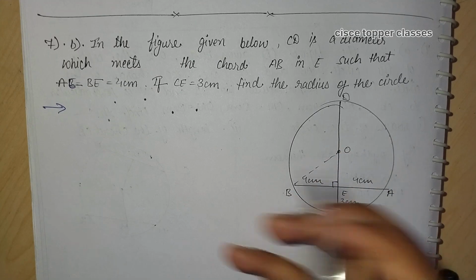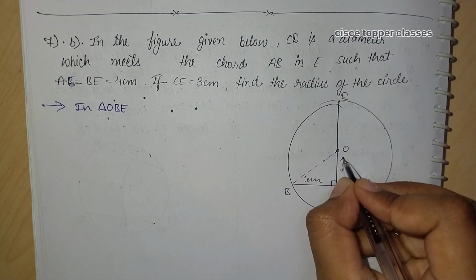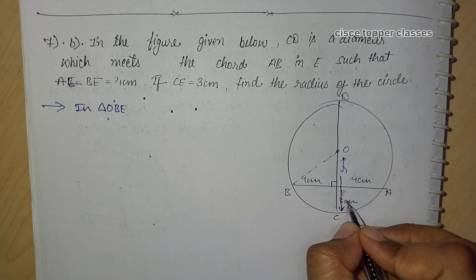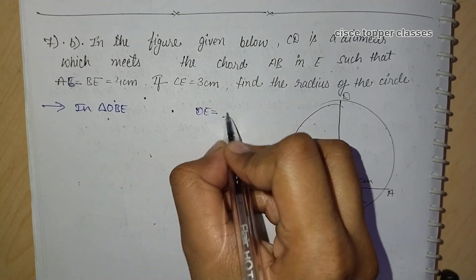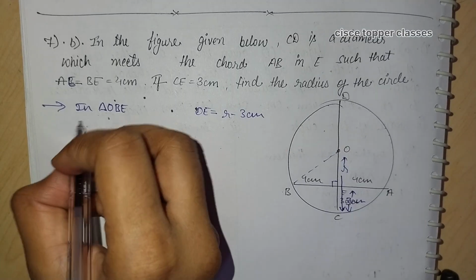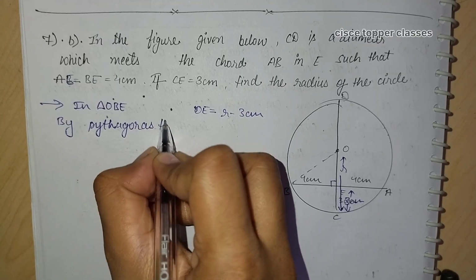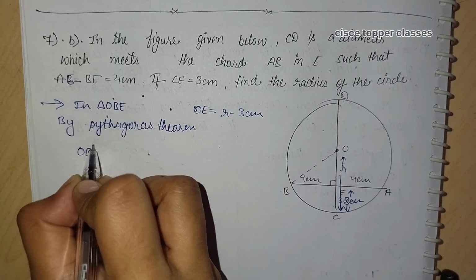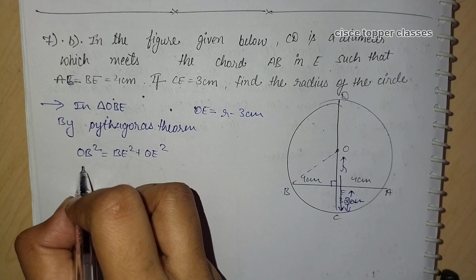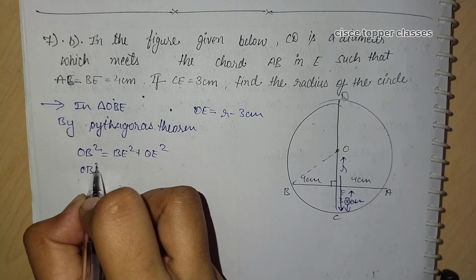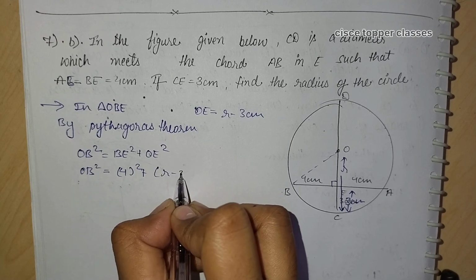Now we will take the triangle OBE. In triangle OBE, as OC is the radius, so we can write it as R, and CE is 3 centimeter here. So we can simply write the value of OE as R minus 3 centimeter, and in triangle OBE by Pythagoras theorem on applying, we can write here OB square is equal to BE square plus OE square. On putting the value here, this will be OB square equal to BE as 4 whole square plus OE. This will be R minus 3 whole square.